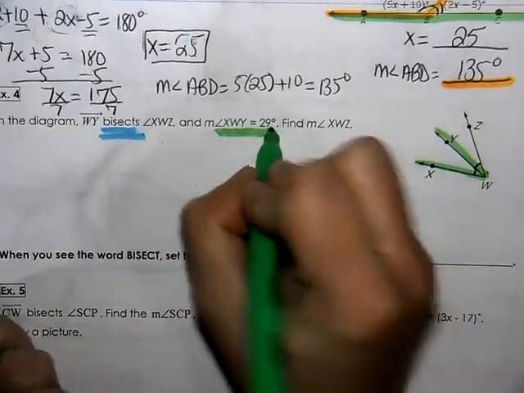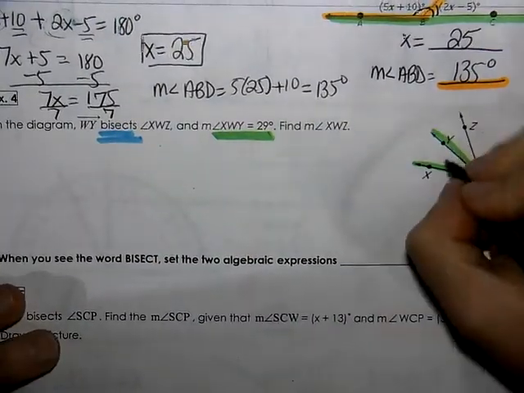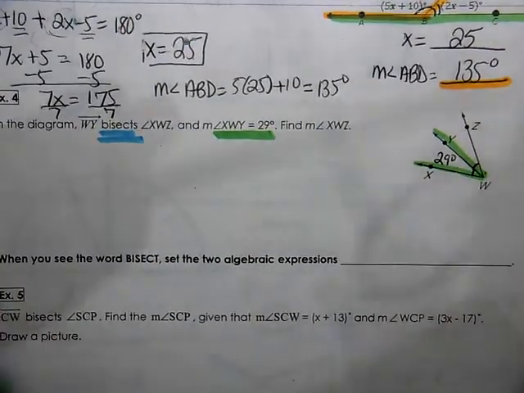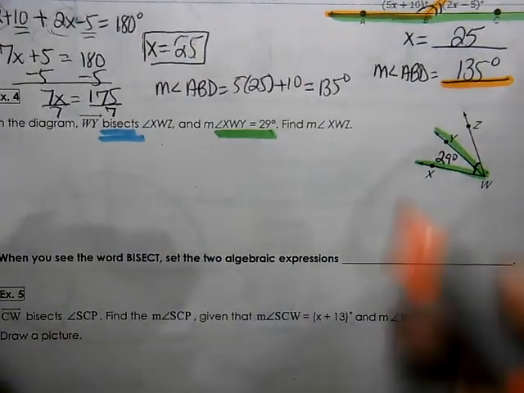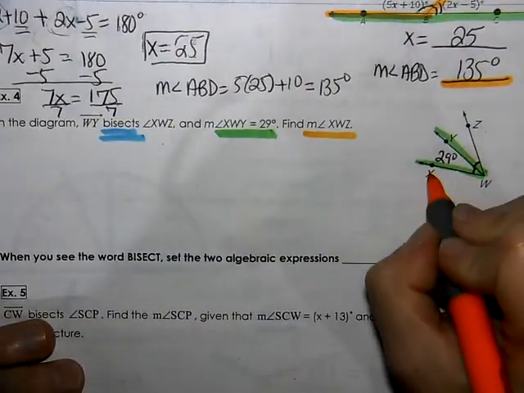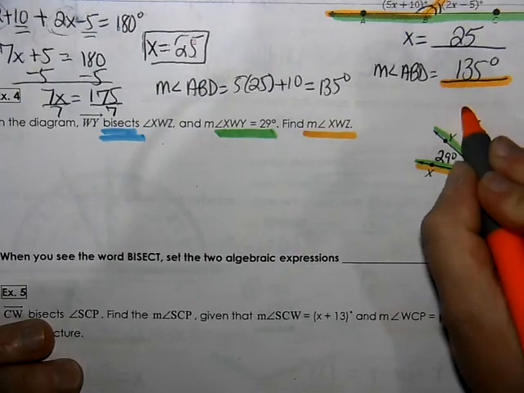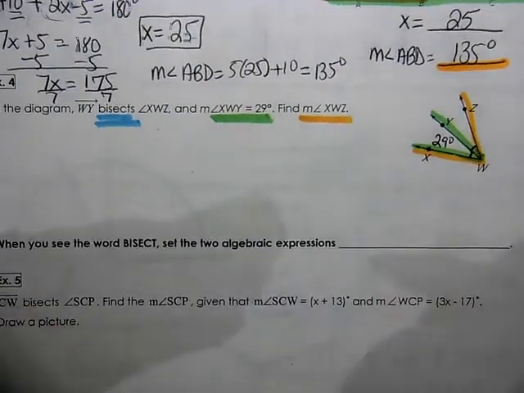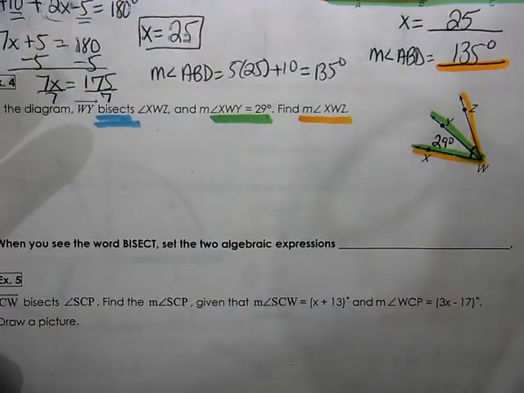We're told that the measure of angle XWY is 29 degrees. They're asking us to find the measure of XWZ. So here is XWZ. There are a couple of ways for you to do this problem.